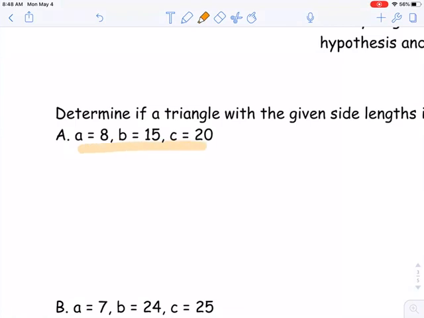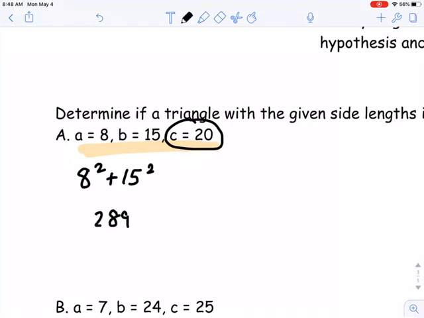Let's just dive in. We have three side lengths. Does this make a right triangle? Remember, the biggest side is always c. It told us that was c in this particular case. So this is what we're going to do. We're going to do a squared plus 15 squared, and I'm just going to, in one single step, put that into a calculator. That equals 289.